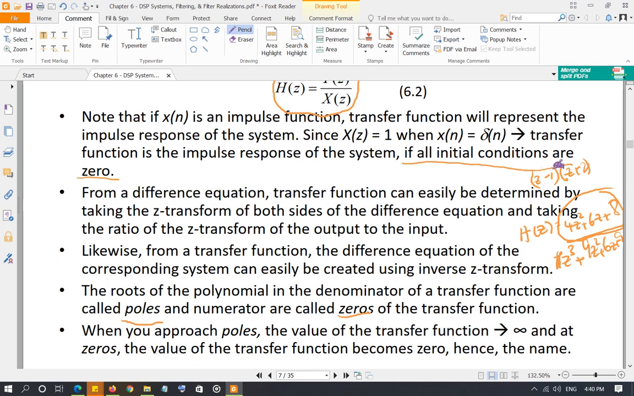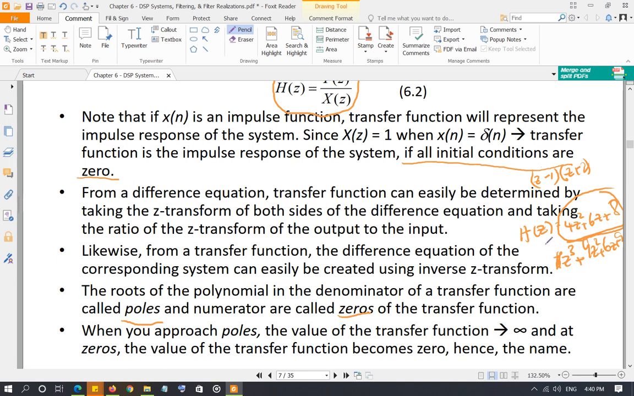Z is equal to 1 and z is equal to negative 2. Those are the roots. So if you put any of those roots here, you're going to get that factor to be 0, and since it is being multiplied by the other factor, the whole numerator is going to become 0. So the roots of the numerator of h of z are called zeros of the system, and the roots of the denominator are called poles of the system.